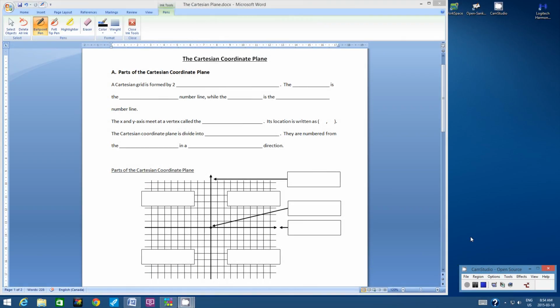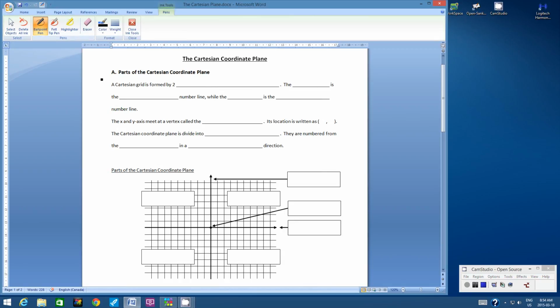Hello students, welcome to this video tutorial on the Cartesian coordinate plane. This is an introductory lesson and it is essentially a note. So let's start with section A, parts of the Cartesian coordinate plane.